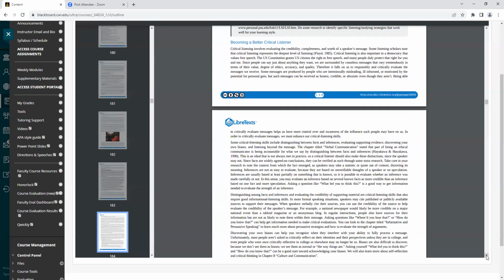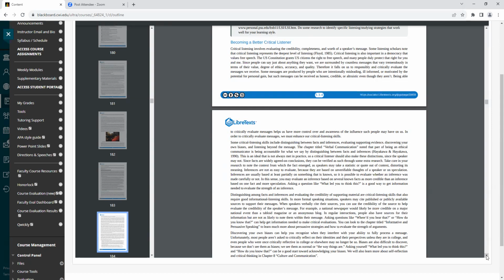Becoming a better critical listener. Critical listening involves evaluating the credibility, completeness, and worth of a speaker's message. Some listening scholars note that critical listening represents the deepest level of listening. Critical listening is also important in a democracy that values free speech. The U.S. Constitution grants U.S. citizens the right to free speech, and many people duly protect that right for you and me.